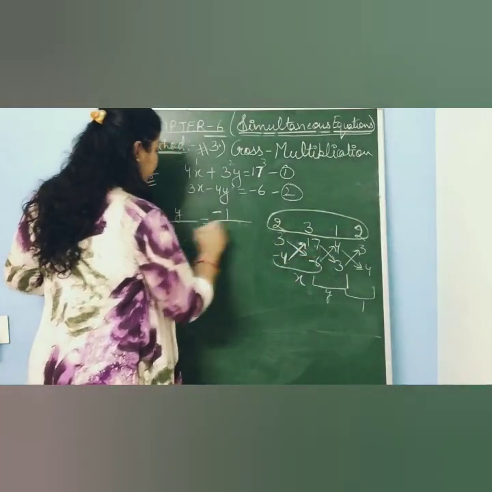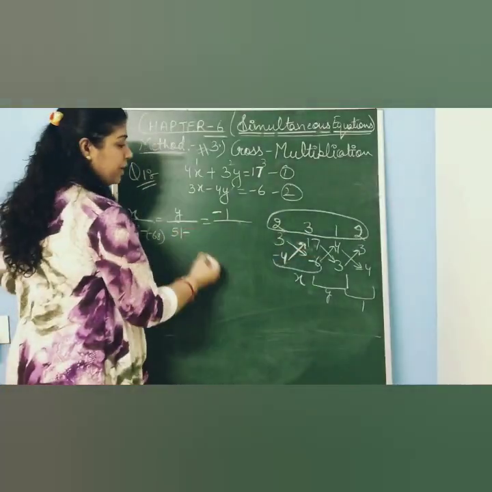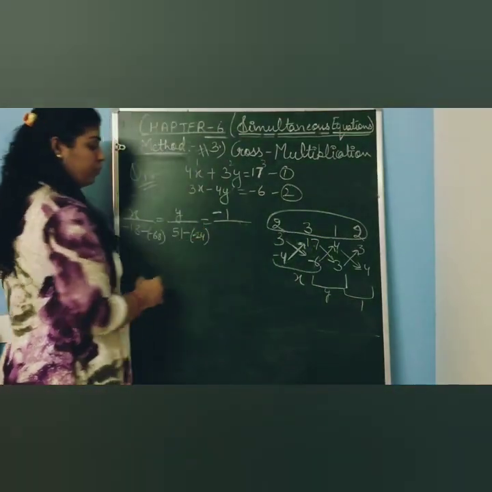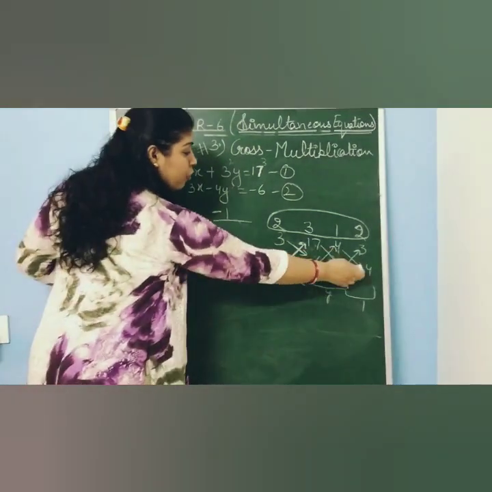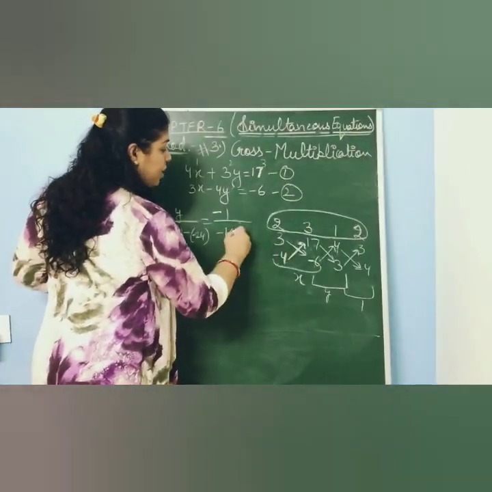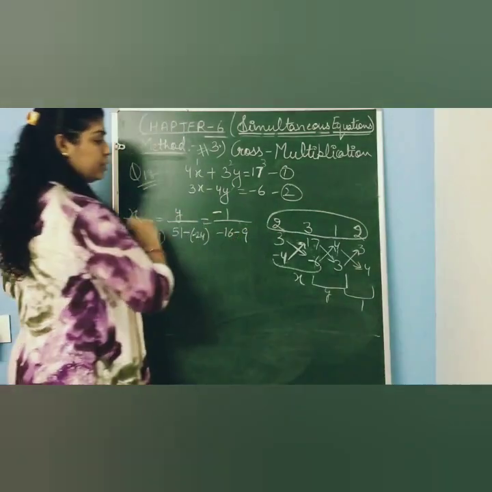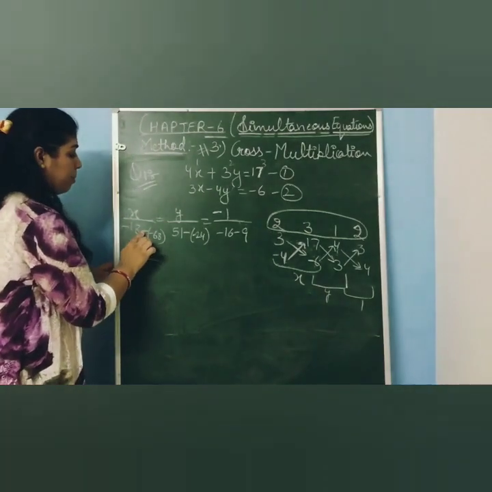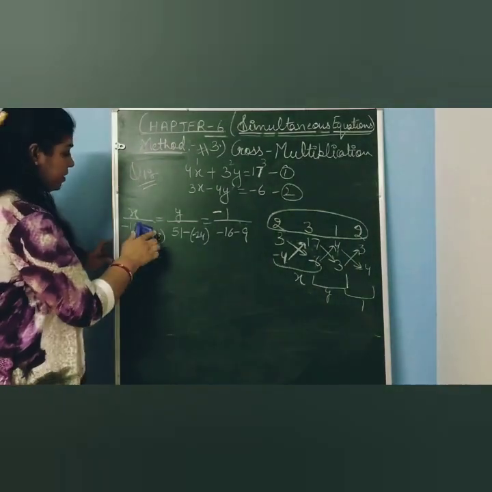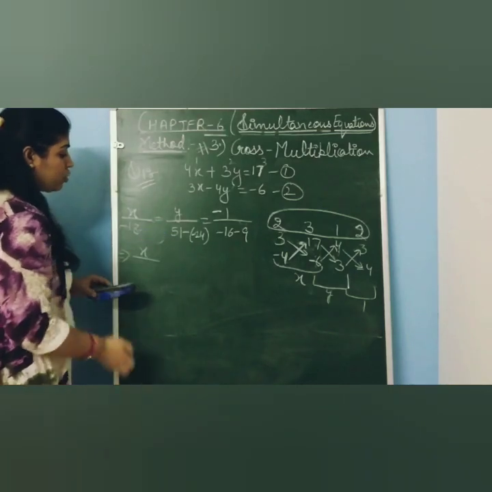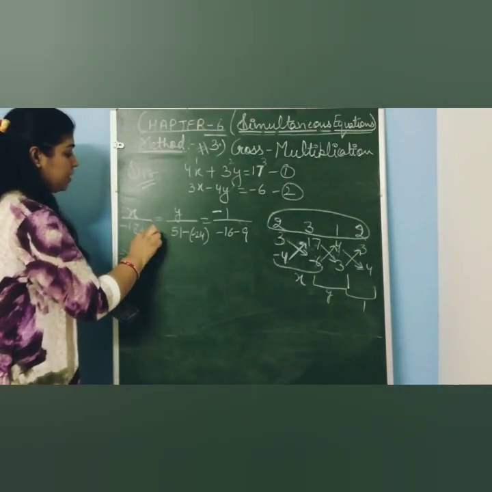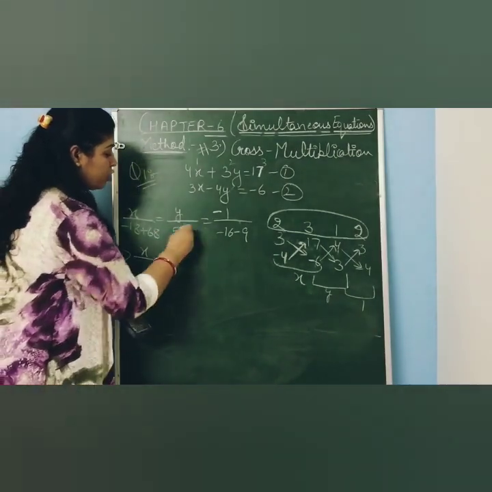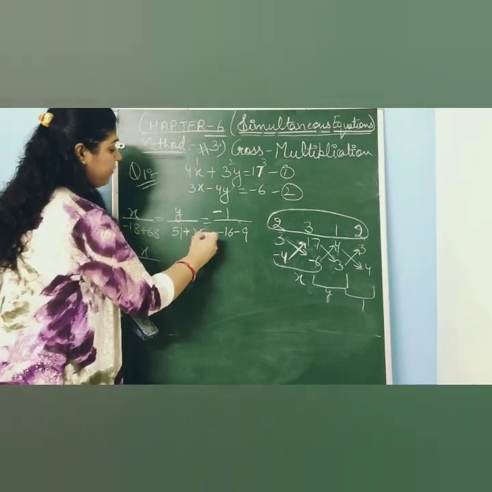Then for y, 17 into 3, 51, minus 6 into minus 4, minus 24. Then 4 into minus 4, minus 16, minus 3 into 3, this one minus 9. This is x over minus plus. Minus plus. So it would be minus 18 plus 68. Again minus plus. So it would be 51 plus 24.